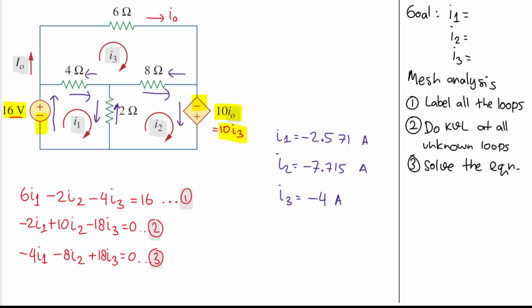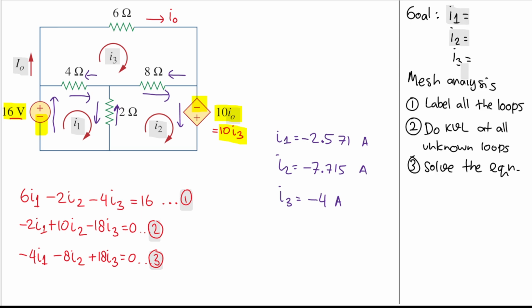And I think we have achieved our goal. I1, I2, and I3. I1 is this value here. I2 is this value here. And I3 is this value here.